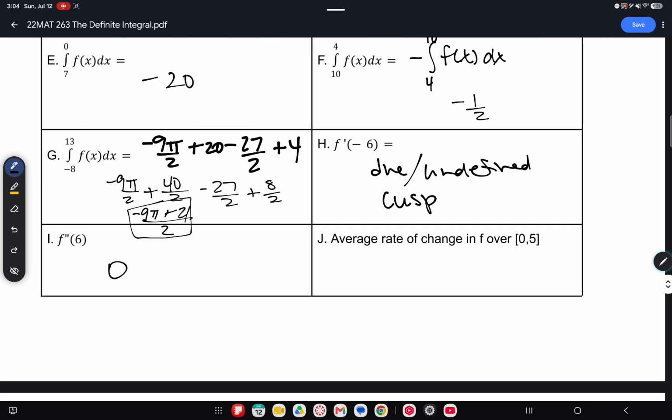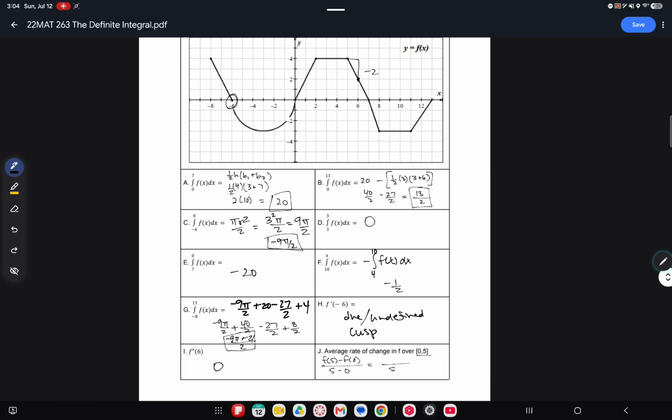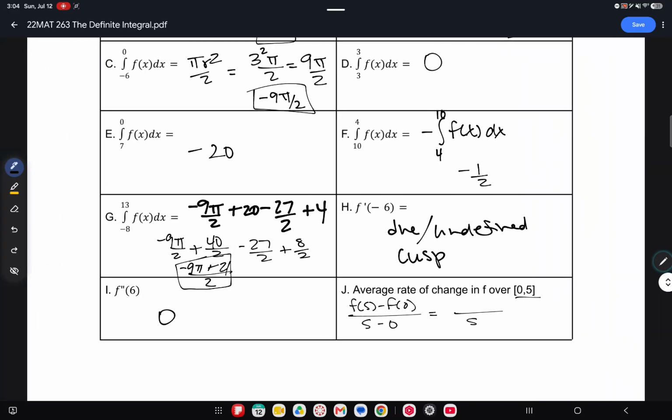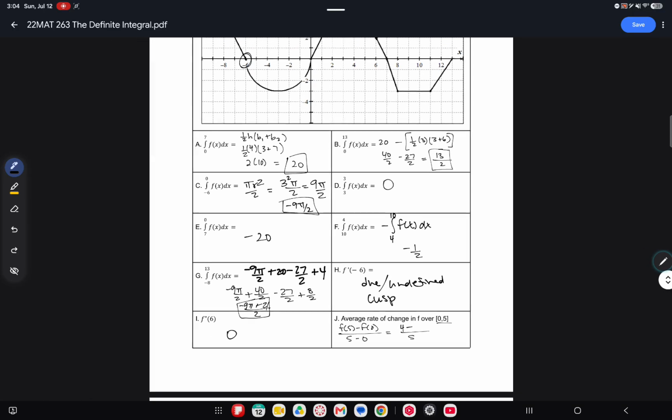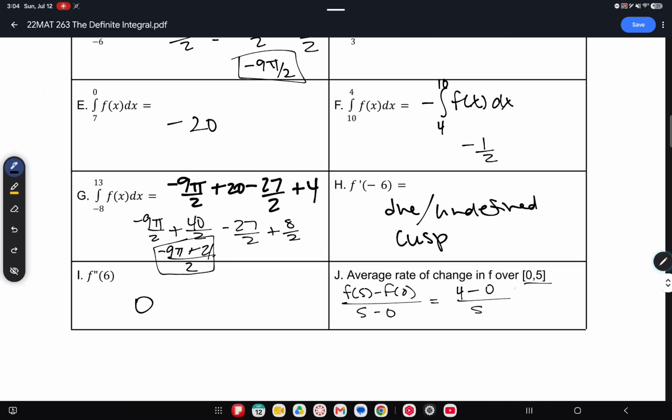And the average rate of change over the interval 0 to 5. That is just the slope between those 2 points. So f of 5 minus f of 0 over 5 minus 0. So let's go find f of 5 is 4. And f of 0 is 0. So the average rate of change is 4/5.